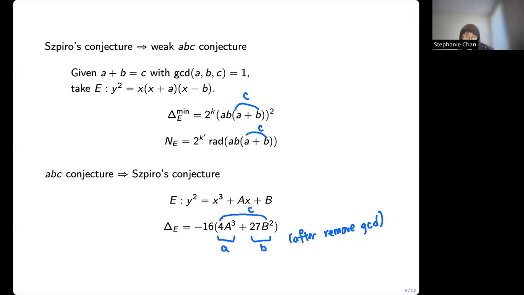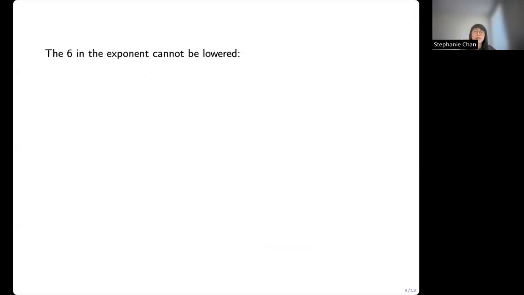And the next thing I want to do is show you, again with a very sketchy construction, that the exponent 6 cannot be lowered in Szpiro's conjecture. So there's a reason why you have a 6 in the exponent.